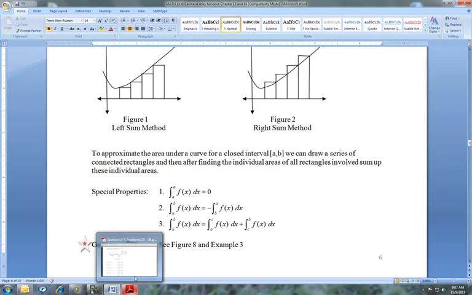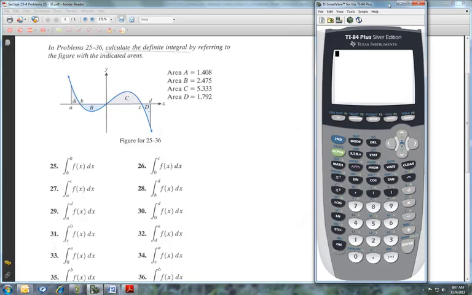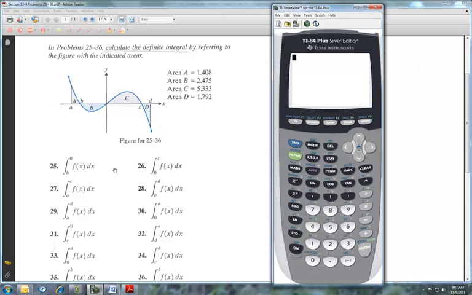Let me look at another one, because there's just so many problems I need you to do out of this section. I'm going to be doing the even ones. I want you to do the odd ones. I also have my calculator handy just in case. Now, first thing, they give me these areas. Okay, so area A from A to B would be 1.408. This area is 2.475.